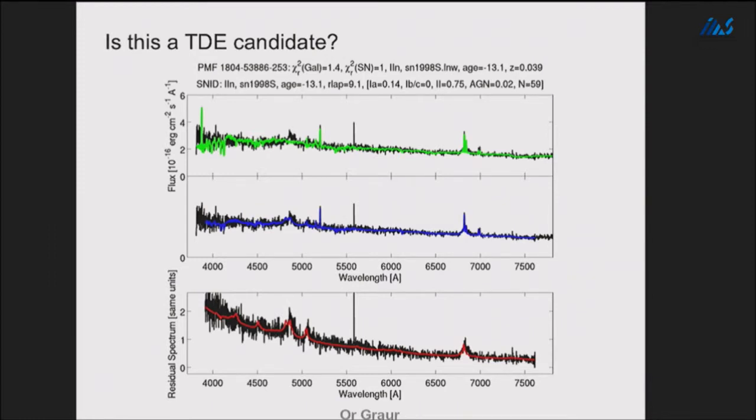So first of all, in the top panel, in black is the SDSS spectrum. In green is a galaxy-only model. And Yair, this would mean that this is a star-forming galaxy, because you do have these narrow lines that are fit.